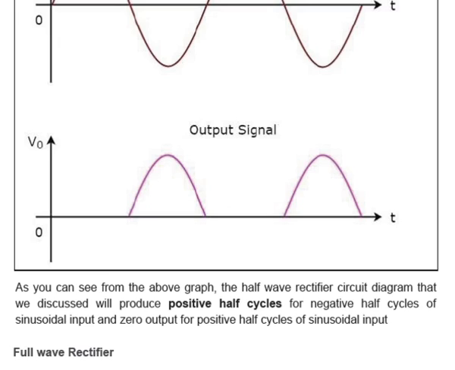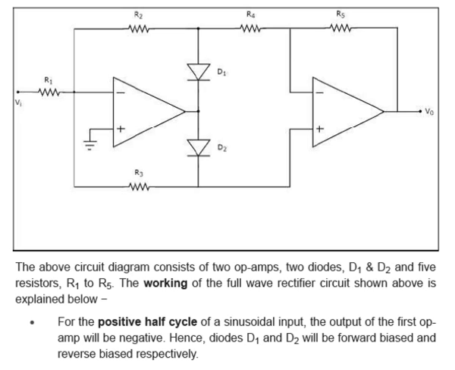Now I will show you the full wave rectifier. Here you can see the full wave rectifier circuit. The above circuit diagram consists of two op-amps, two diodes D1 and D2, and five resistors R1 to R5. For the positive half cycle of the sinusoidal input, the output of the first op-amp will be negative, hence diodes D1 and D2 will be forward biased and reverse biased respectively. The output of the op-amp will be V01 equals minus R2 by R1 into Vi.